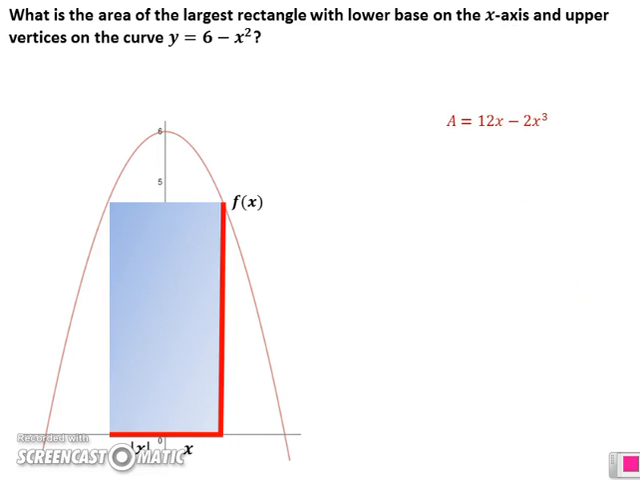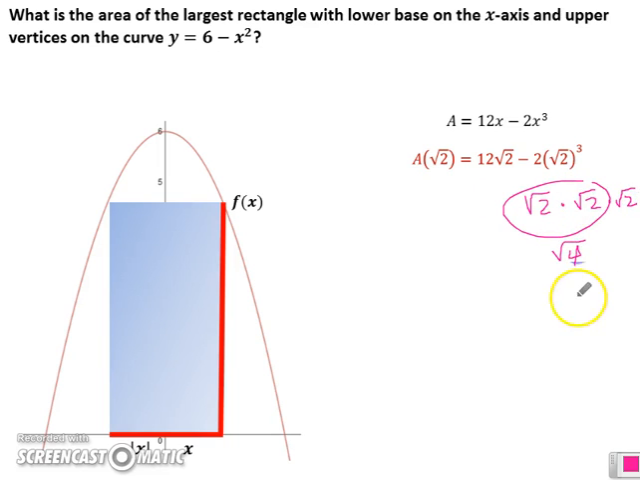So the next thing you need to do is find the area using that x-coordinate. So you just plug in. We have 12 times the square root of 2 minus 2 times the square root of 2 cubed. We get to simplify this a little bit. The square root of 2 cubed is the square root of 2 times itself 3 times. 2 of them makes 2. So the square root of 2 cubed is really 2 times the square root of 2.